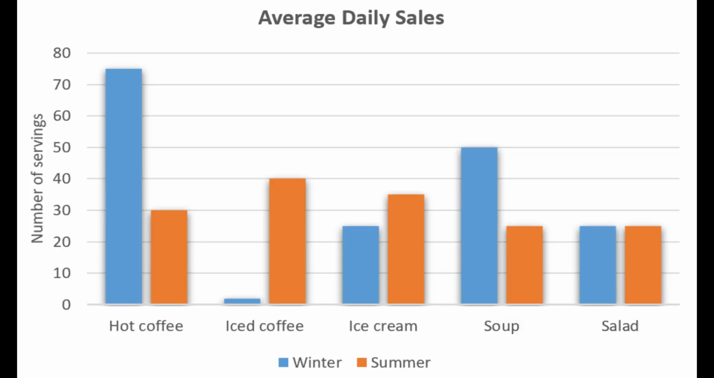So the first thing you notice is the bar chart. The bar chart is a comparison of the number of servings of different food and drink items sold in winter and summer. Blue is for the winter and orange is for the summer. There are hot coffee, ice cream, soup, and salad. I will explain to you one by one.